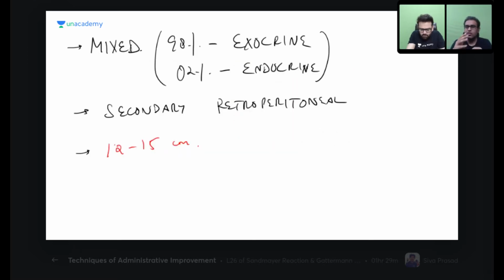Now, consider all this fact. We look at the basic anatomical and general features of the pancreas. Basic thing, I guess we all know, it is 98% exocrine and only 2% endocrine. That 2% is enough to regulate the whole glucose metabolism of the body. It is secondarily retroperitoneal, and its length ranges from 12 to 15 centimeters in adult humans.